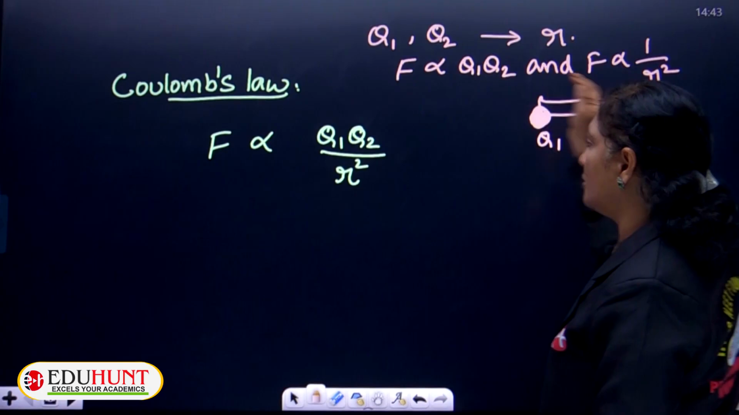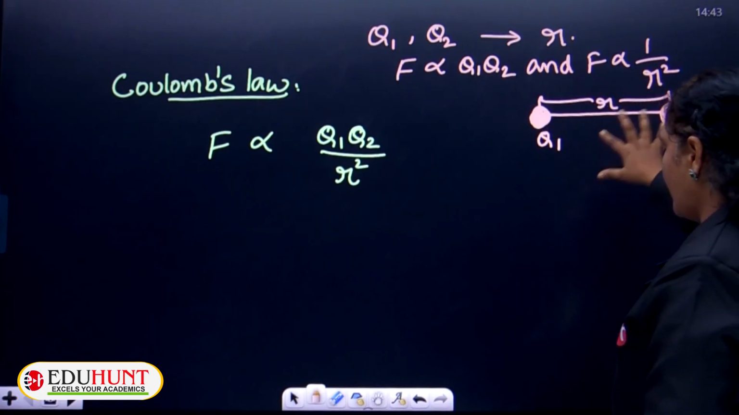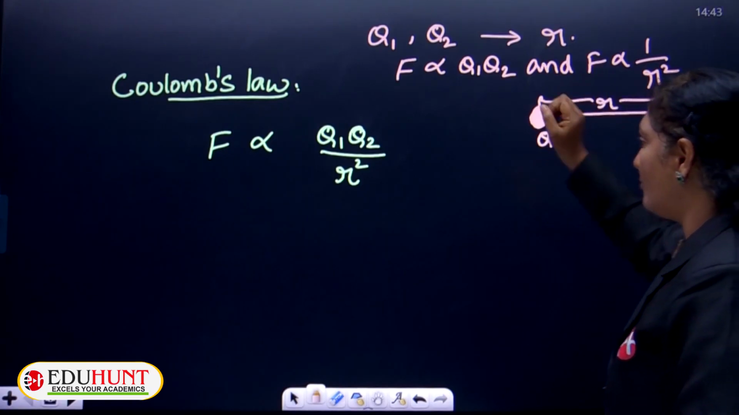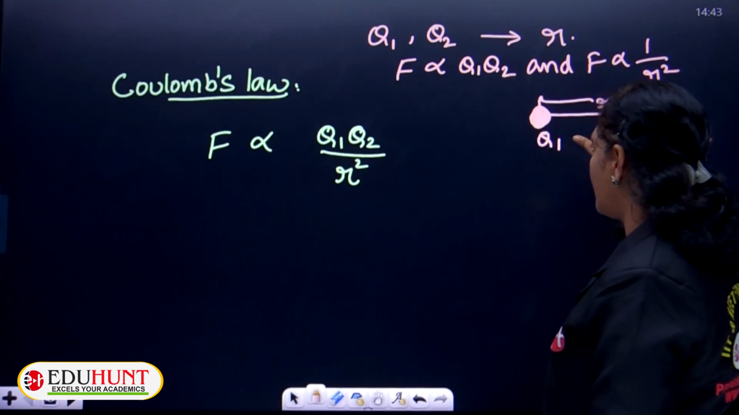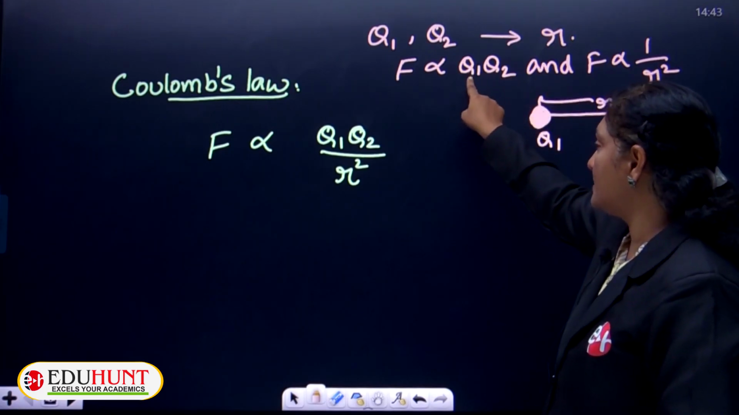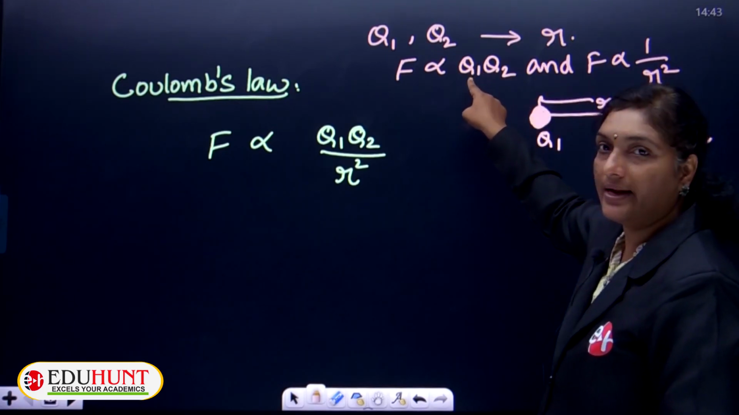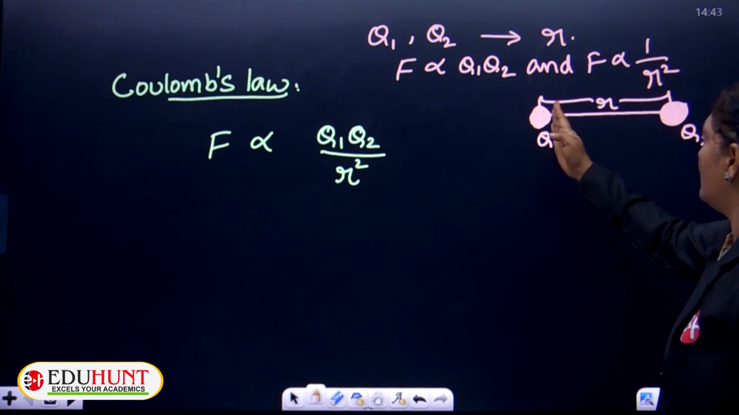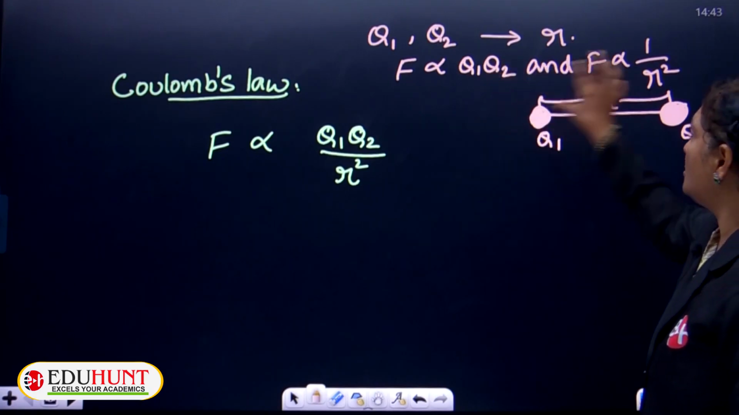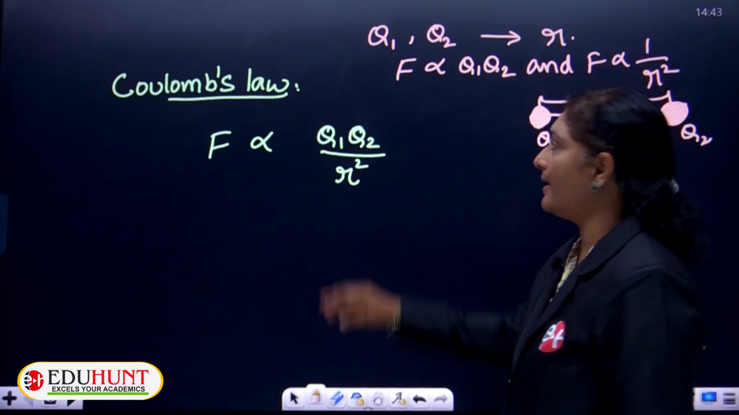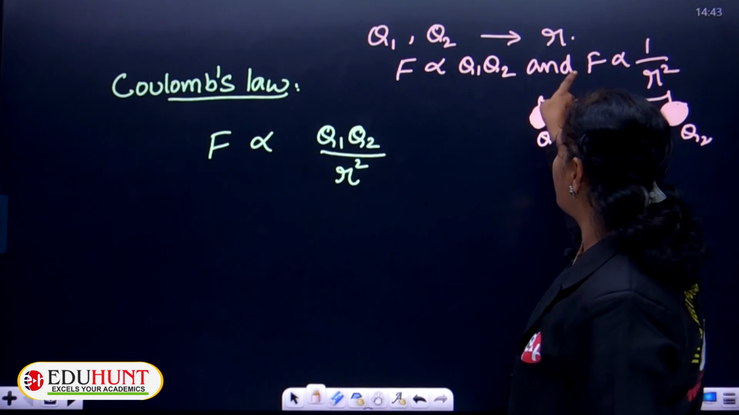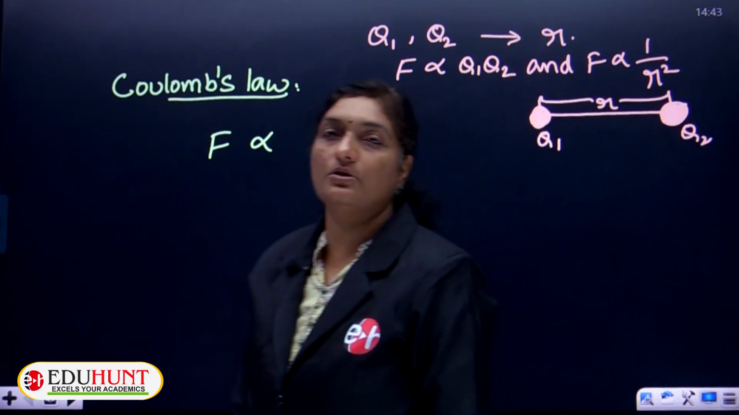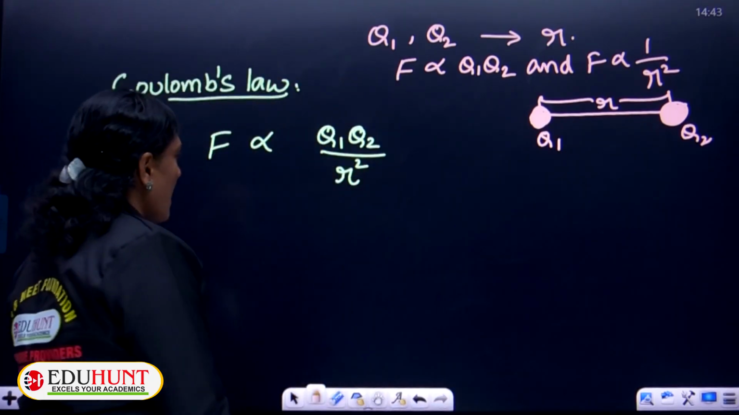So, if Q1 and Q2 are the two charges separated by a distance r, then according to Coulomb's law, the force of attraction or repulsion between the two charges is directly proportional to the product of the charges and inversely proportional to the square of the distance between them. Combining, we can write that the force is proportional to Q1 Q2 upon r square.